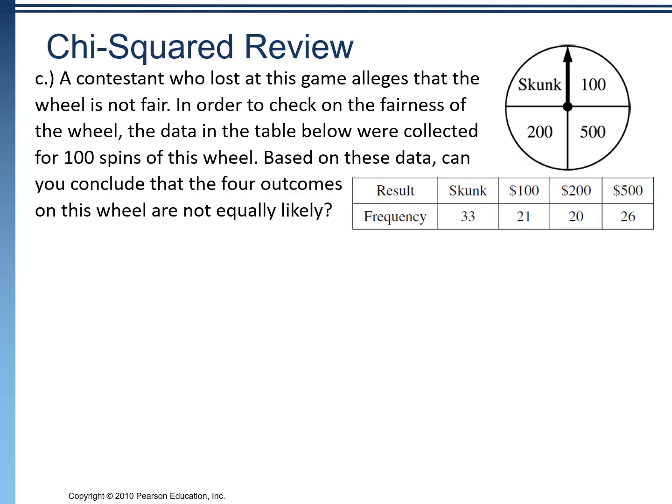A contestant who lost at this game alleges that the wheel is not fair. In order to check the fairness of the wheel, the data in the table were collected for 100 spins. Based on this data, can you conclude that the 4 outcomes on this wheel are not equally likely? So here we have a table again, but you can see that it's just a one-dimensional table. We have frequencies for the results here, but there's no other value. There's not another row of the table with additional variables.